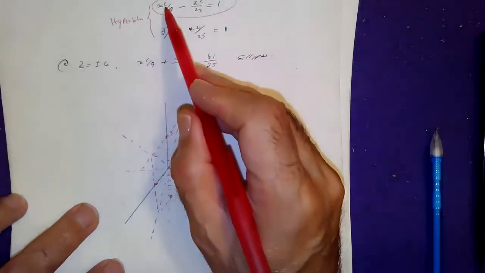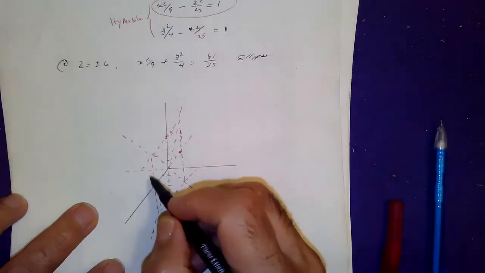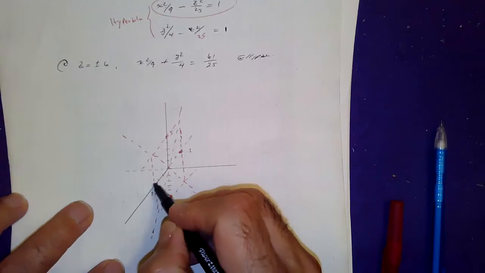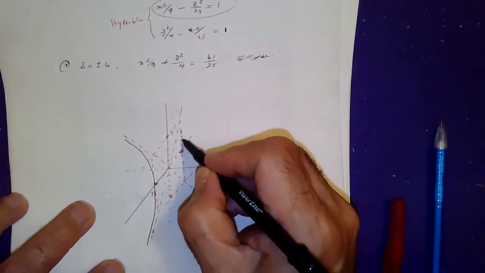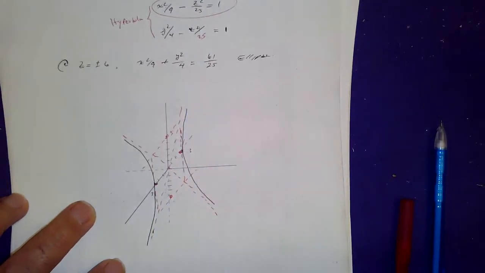And because x showed up first, the branches of the hyperbola open up along the x-axis at -3 and 3 for x. So you kind of go like this. Do you see it? Okay, so there, that's a portion of it.